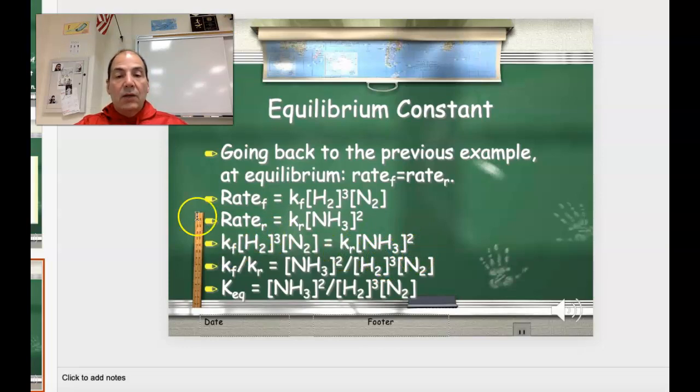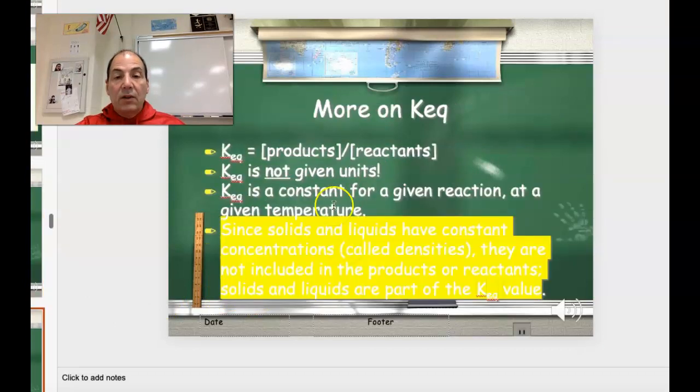So we have a constant on both sides. So I'm going to bring the constants to one side. I'm going to bring all the concentrations to the other. And so when I take Kf divided by Kr, well, a constant divided by a constant gives me another constant. And so we would have the ammonia squared over the hydrogen cubed times nitrogen. Well, this constant is called the equilibrium constant. And the equilibrium constant is always concentration of products over concentration of reactants.